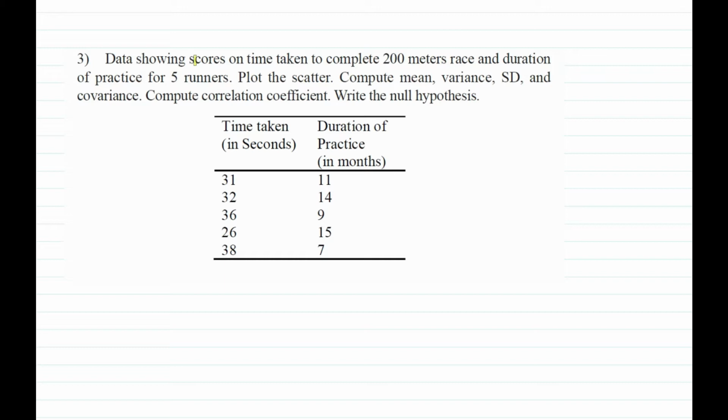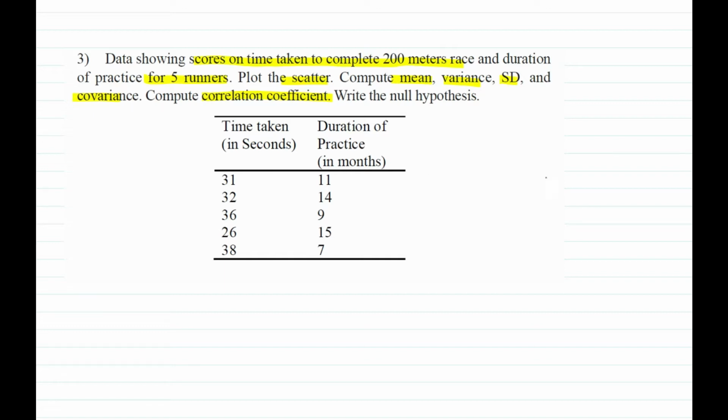Data showing scores on the time taken to complete a 200-meter race and the duration for the 5 runners. Plot the scatter diagram, compute mean, variance, standard deviation and covariance. Compute the correlation coefficient, write the null hypothesis. So let's see how to do this question.